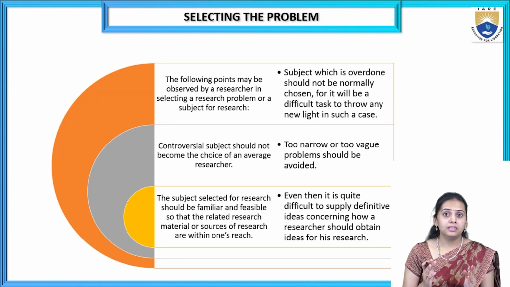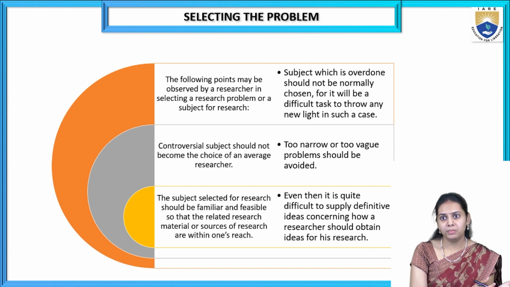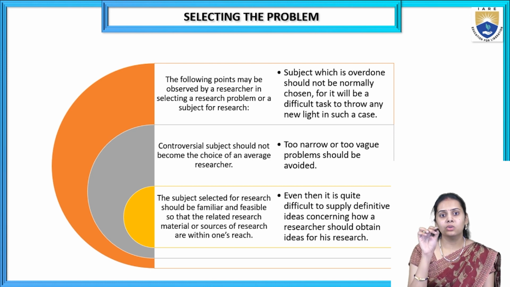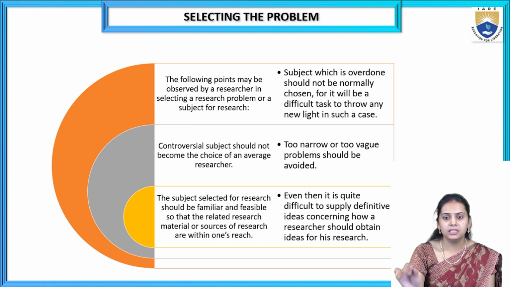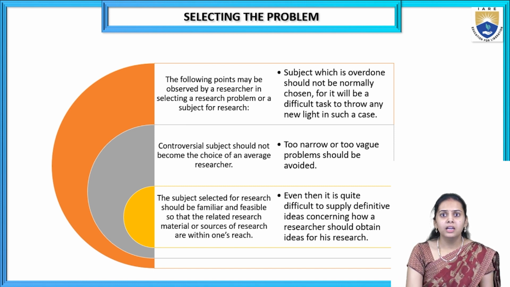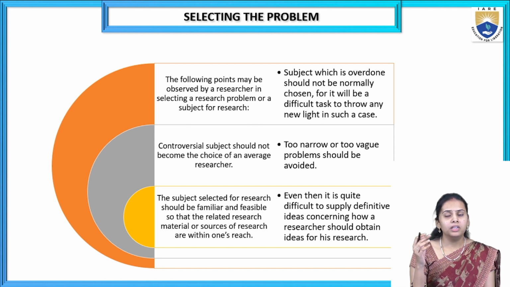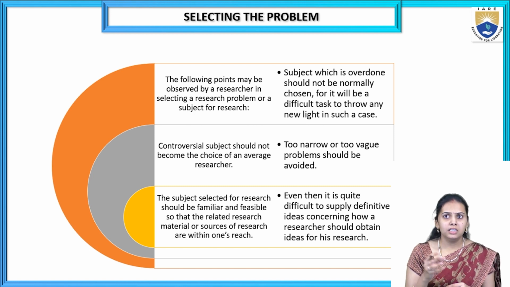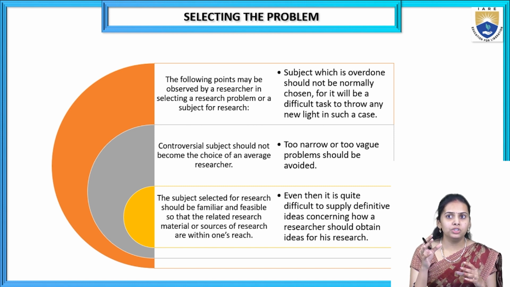And again, of course, we have to be very clear about the problem statement by using hypothesis and all these we discussed. And here the question is, how to select the problem statement? This is the topic we are covering. The following points may help a researcher in selecting a research problem or a subject for research. See, a subject which is overdone should not normally be chosen.